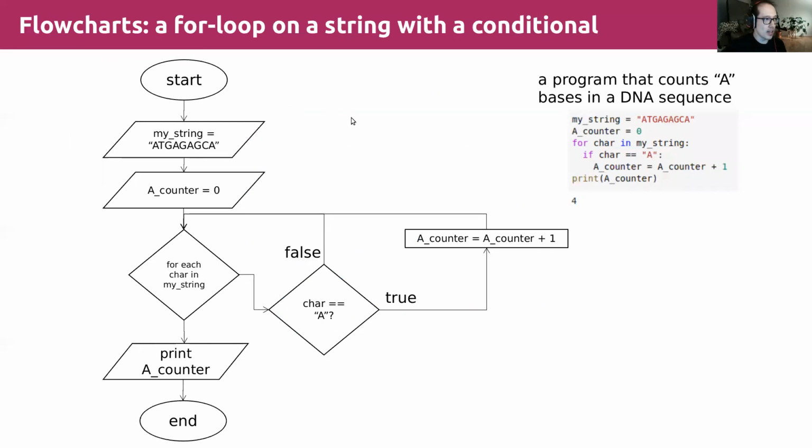Here is a for loop with a conditional. This we've already seen. This is a program that counts A bases in a DNA sequence. It's just going to go through each base, each character in the string. If the character is equal to A, increment the counter by 1. So this is a nested structure. We have a conditional that's indented because it's inside the for loop, and then if the condition is met, we have a double indented block of code that's here.